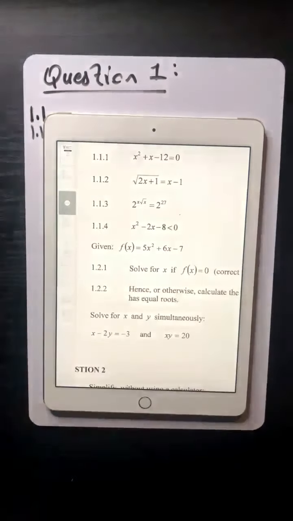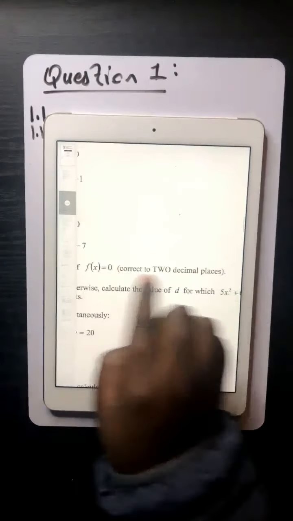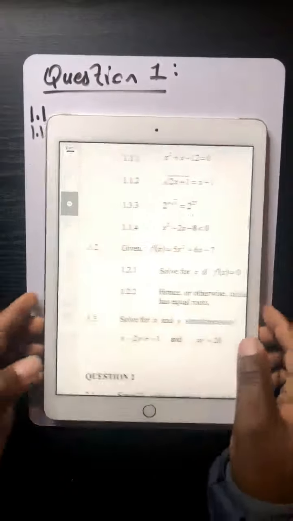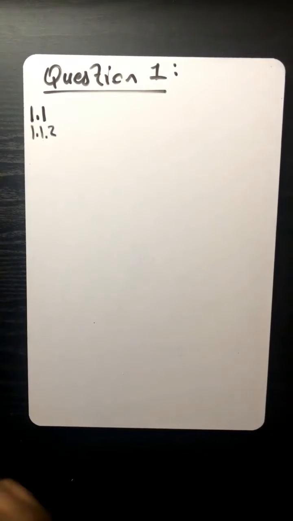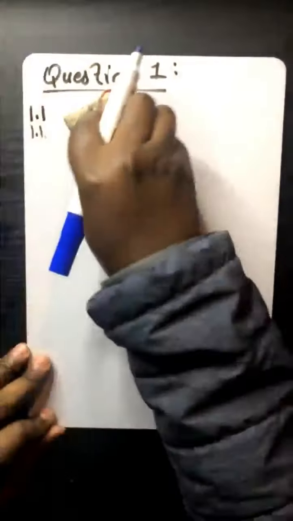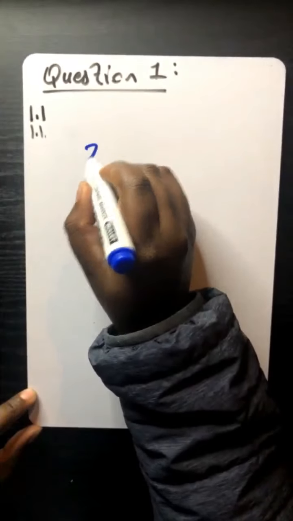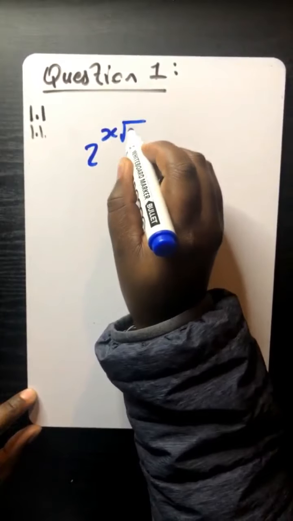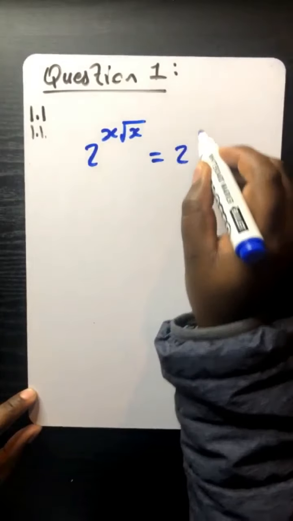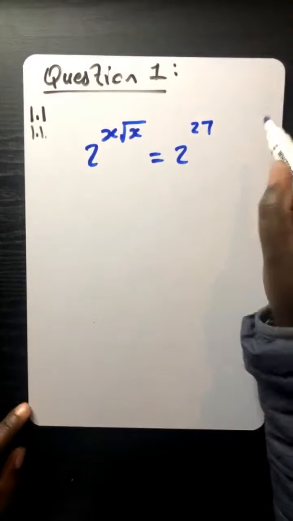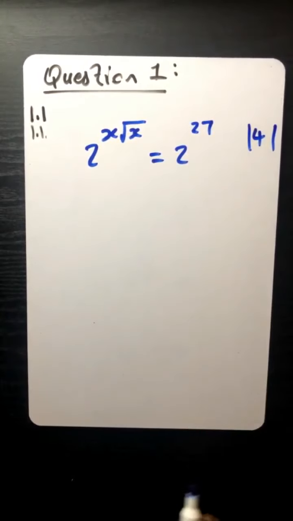So 1.1.3 is exactly what we'll be doing. Good people, this question is allocated 4 marks. An interesting question, of which I want you to notice exactly how you approach this type of problem. So let me quickly get a different marker. I hope we are not running out of time. I wish for us to complete all these questions. This is equals to 2 to the exponent 27. And this question, I think it was 4 marks, but we'll just check.